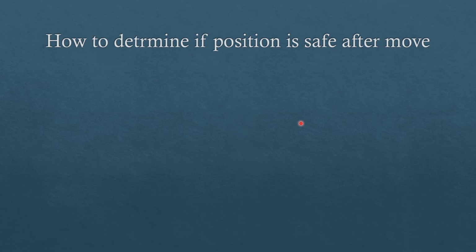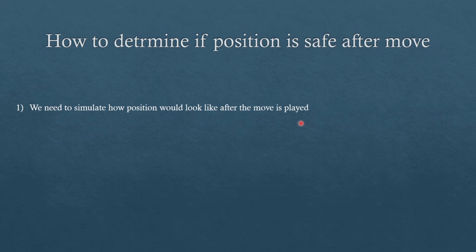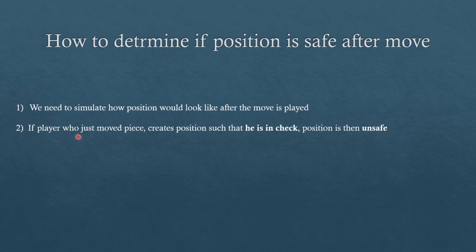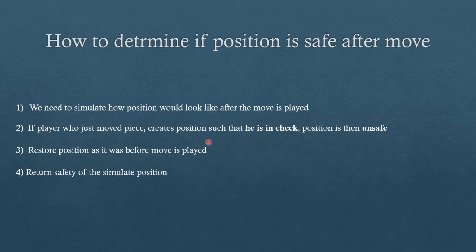Now, to determine if the position is safe after a move, we first need to simulate how that position would look after the move has been played. If the player who just moved a piece creates a position such that he is in check, the position is unsafe. We then restore that position and return the safety of the simulated position.